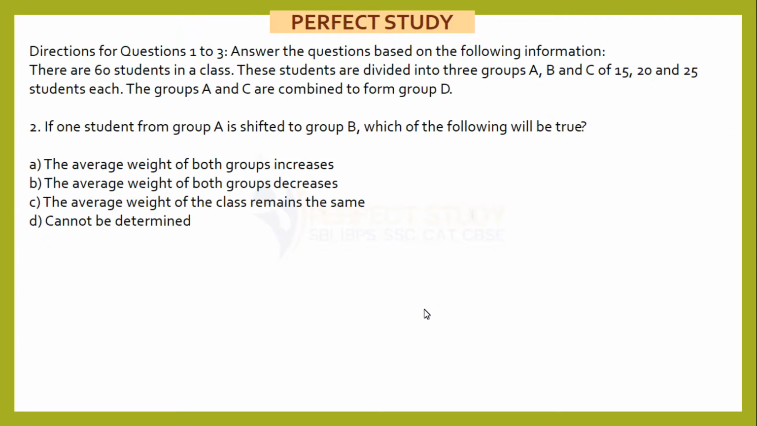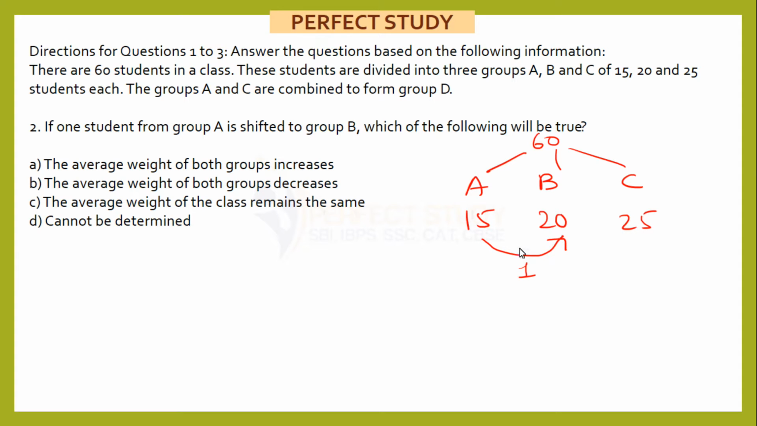Okay, next. If one student from Group A is shifted to Group B, which of the following will be true? So let me write again here. A has 15, B has 20 and C has 25 students, and total we have 60. So one student is shifting from Group A to Group B. One is shifting in this direction. What will be true? The average weight of both groups increases.